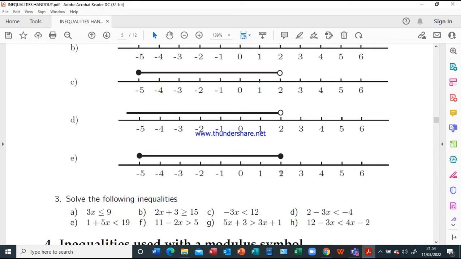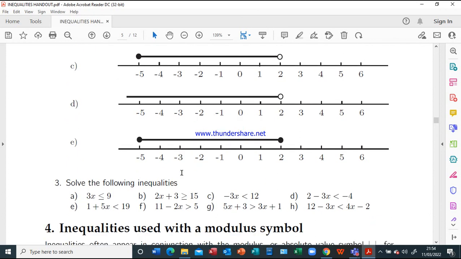And then finally E. Can we see E? Yes. E: 5 greater or equal to x. Let me try. It is negative 5 less than or equal to x, less than or equal to 2.